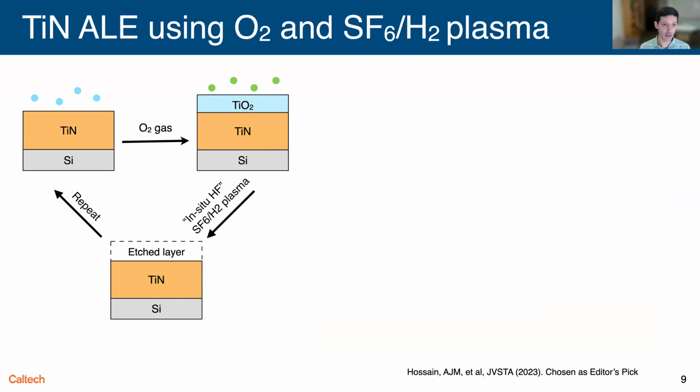All right, so let's get into the results of this first part. Previously, we developed an ALE process for titanium nitride, and it consisted of a modification step with oxygen gas to oxidize the top surface of titanium nitride. We then used a plasma mixture, which we call in situ HF. It consists of SF6 and H2 plasma, and this was found to selectively etch the oxide, but not the nitride.